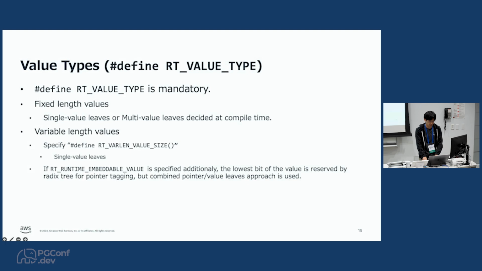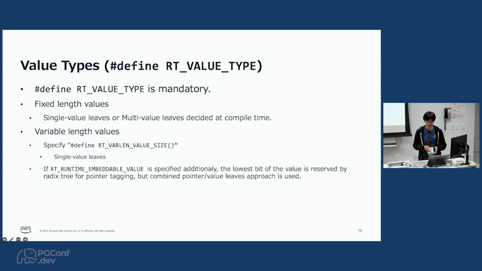Now, the value type. As I mentioned before, it supports both fixed length and variable length values. The RT_VALUE_TYPE parameter is a mandatory parameter which is used to specify the value type. If we specify only this parameter, it means the values are fixed length.